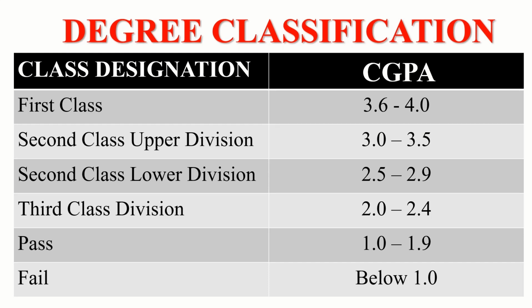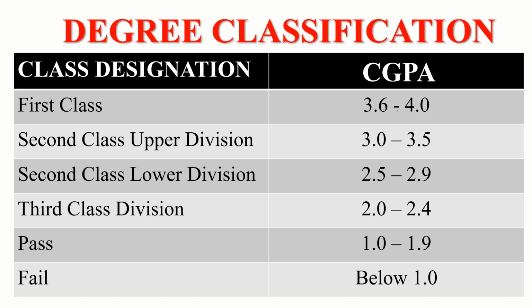So we can see a table, and in that table we have the class designation and CGPA. Under the class designation, we have first class, followed by second class upper division, and then second class lower division, and then third class division, the pass, and then the fail. Now under the CGPA, we can see that it ranges, and for first class it ranges from 3.6 to 4.0. And so before you can be classified as a first class student, your CGPA should be within this range, that is 3.6 to 4.0.